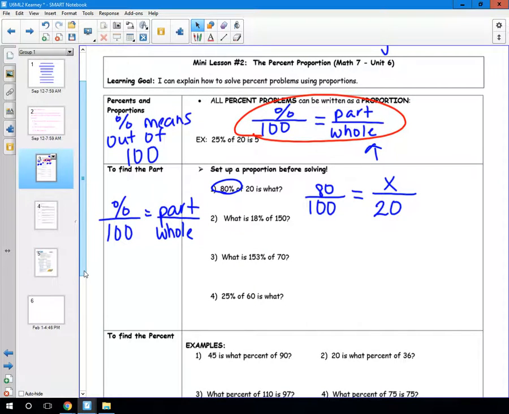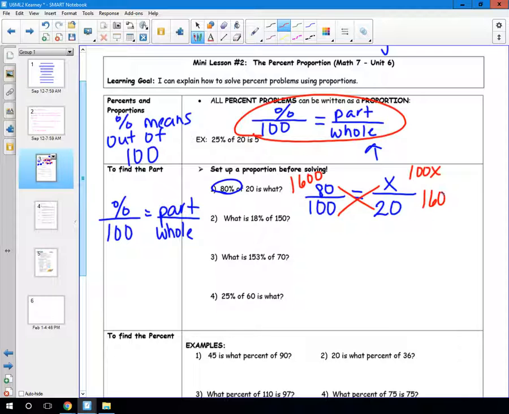Okay, and just like we talked about last week, we are going to solve this using cross multiplication. And some of you have learned that you like to do the shorter method, but I'm just going to work it out. 80 times 20 would be 1,600. And then 100 times x is 100x. We're going to set those equal. So 1,600 equals 100x. Draw my line. I'm going to solve for x. I'm going to divide both sides by 100. And I get that x equals 16.